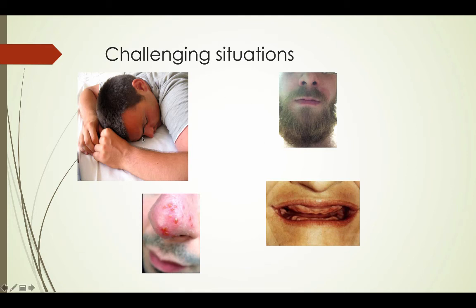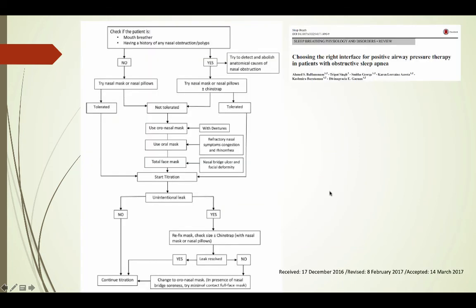There will be certain challenging situations, like a patient sleeping prone. What to do? An oronasal mask or nasal mask may not be a better option. Nasal pillows may be a better option. Somebody with a mustache and a beard and not willing to shave, nasal pillows may be a better option. Somebody with infection on the nasal bridge, a nasal pillow may be a better option. Somebody without teeth, a nasal mask may not be a good option because the lower edge, which rests on the upper lip with the help of teeth, may slip into the mouth. So nasal pillows may be a better option in this patient.